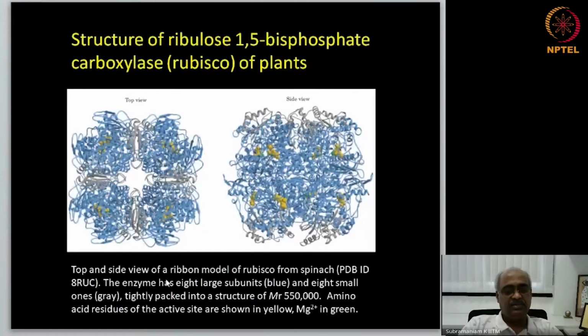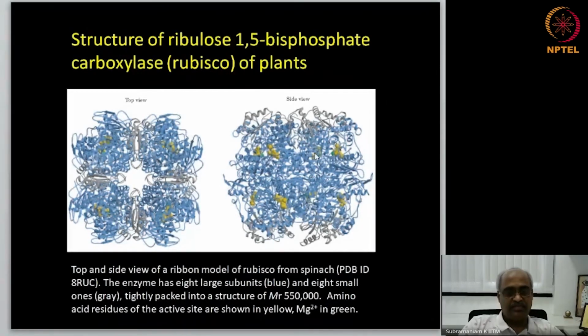Okay, so this has 8 large subunits. From one side, you are seeing only 4, and 8 small subunits. So the other 4 subunits are below this. You can see in the side view, you see 2 here, and the other 2 are on the other side. And similarly, below, which is not seen here, 2 more, and the other 2 are on the other side. So 8 large subunits and 8 small subunits. It's a humongous enzyme, 550,000 molecular weight.